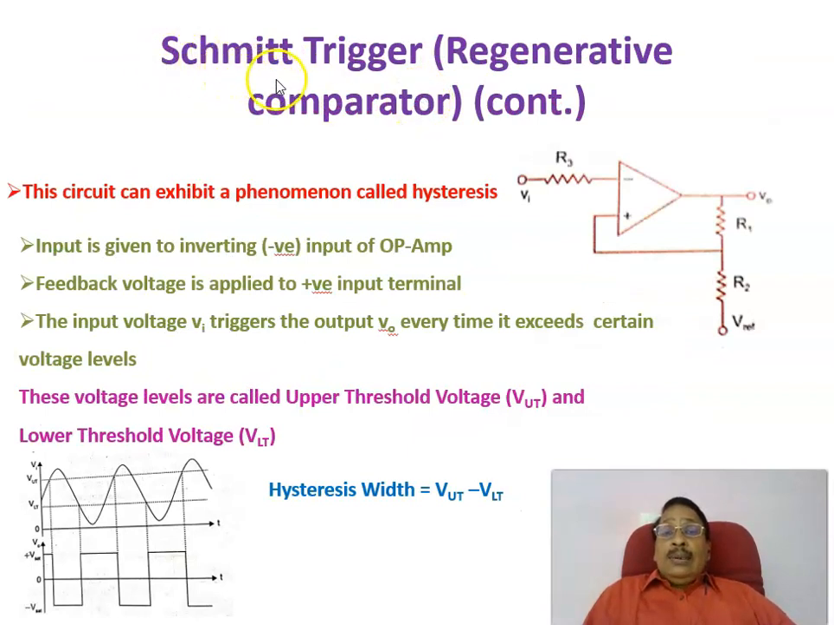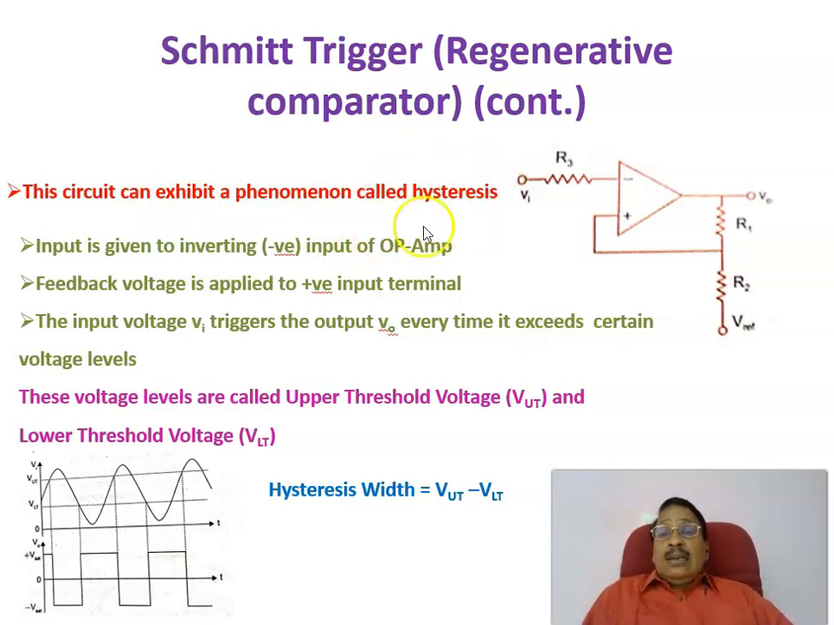Now, continuing with what we have already seen, this is a Schmitt Trigger circuit, or regenerative circuit, in which the input voltage is supplied here, and here is the reference voltage, and here we get the output voltage. This is a feedback circuit in which the feedback gain beta is given by R2 divided by R1 plus R2, and the circuit can exhibit a phenomenon called hysteresis. We'll be seeing what that hysteresis is.